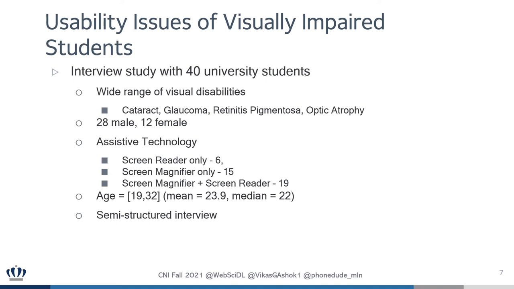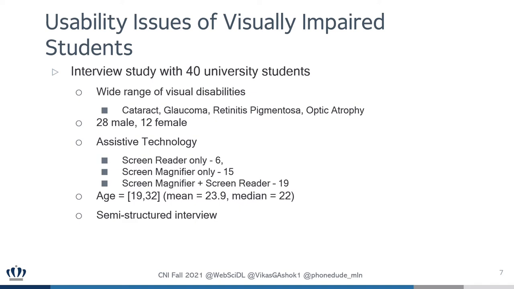To understand the usability issues faced by visually impaired students in detail, we conducted an interview study with 40 university students who had some kind of visual disability. Most of these students had low vision due to conditions such as cataract, glaucoma, retinitis pigmentosa, optic atrophy, etc., and therefore primarily relied on a screen magnifier to interact with computers.